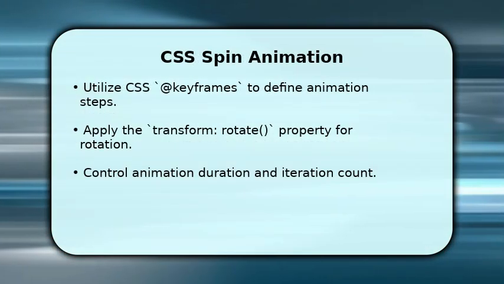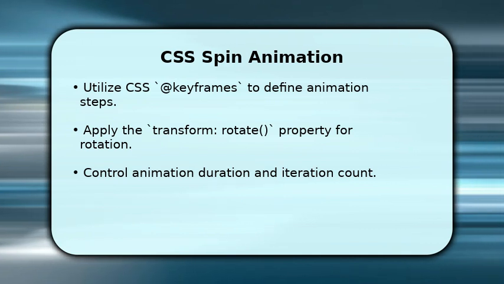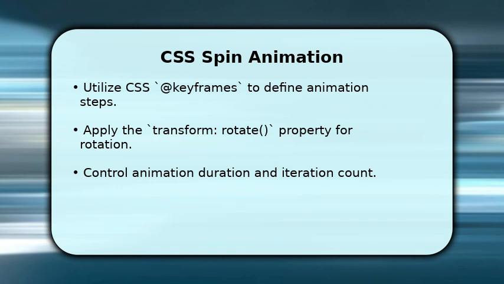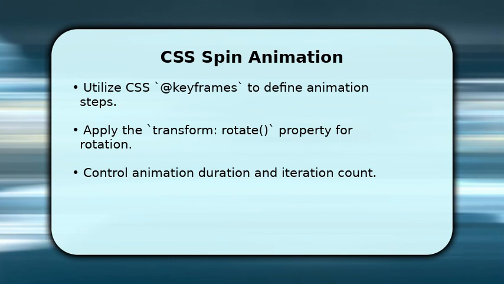Now, let's dive into CSS for creating a smooth spinning animation. You will define a @keyframes rule, specifying the rotation from 0 degrees to 360 degrees. Then, apply this animation to your circle element using properties like animation duration for speed, perhaps 2 seconds, and animation iteration count for how many times it repeats, often set to infinite. This method provides a declarative and efficient way to achieve continuous rotation.